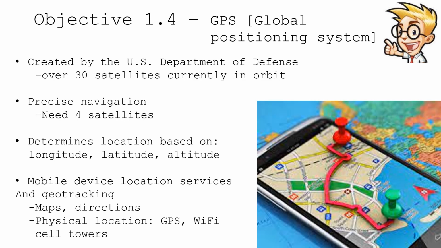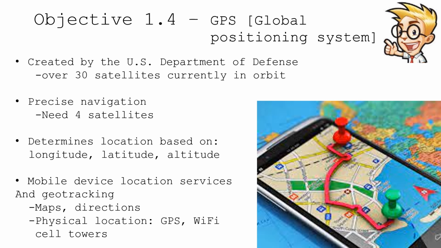Many of our mobile phones are communicating to multiple satellites every day using GPS, or the Global Positioning System. These GPS satellites were originally created by the U.S. Department of Defense, and there are currently over 30 GPS satellites in orbit around the Earth.